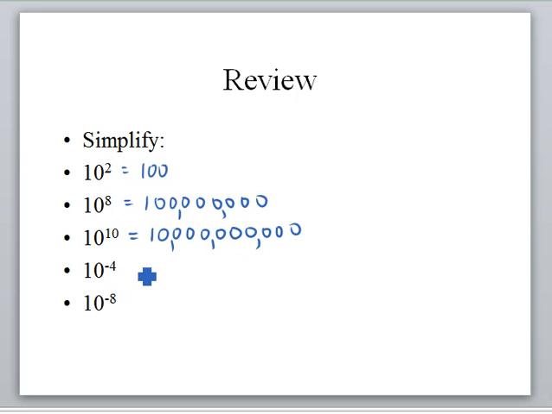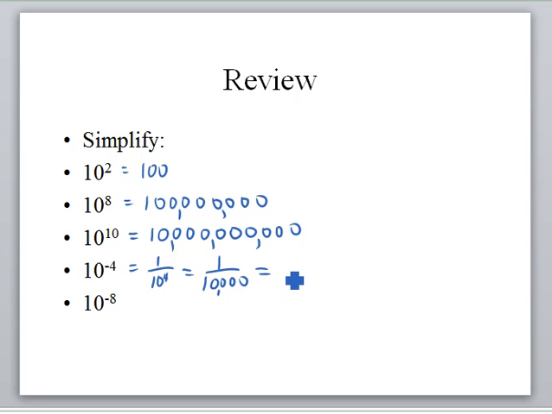10 to the negative 4th. Now remember, that is when something's negative. We talked about this in last section, and it makes the number go to the bottom of the fraction. So what we really have is 1 over 10,000. But really what we're going to do is create this as a decimal.